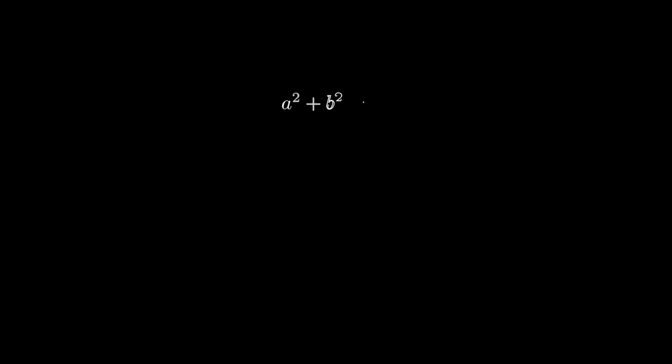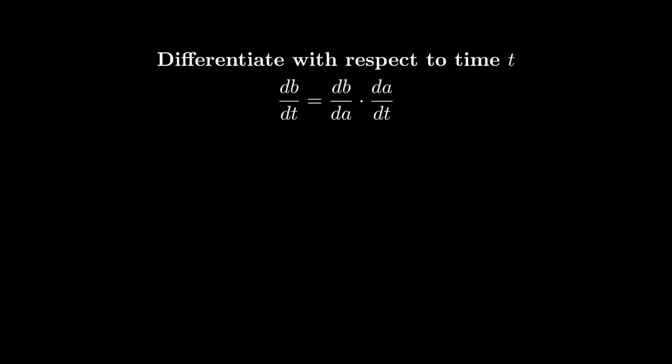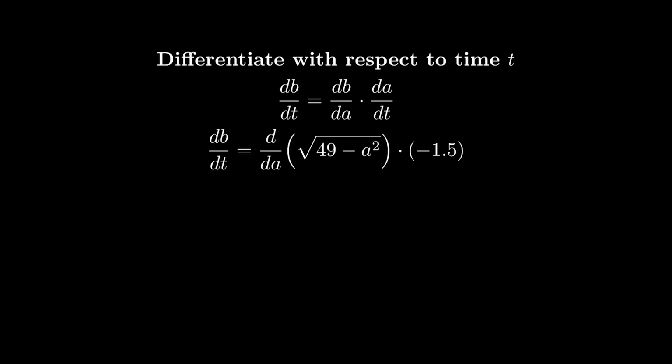So, going back to our original equation, a squared plus b squared is equal to 49, we can solve for b in terms of a, and with some algebraic manipulation, we get b equal to the square root of 49 minus a squared. By the chain rule, db/dt must be equal to the derivative of b with respect to a times the derivative of a with respect to t. Substituting b for the square root of 49 minus a squared, we get this form.